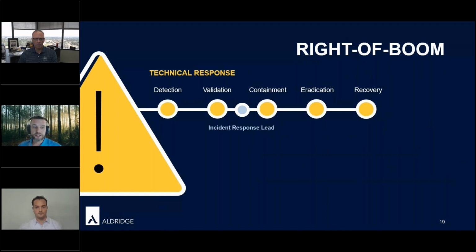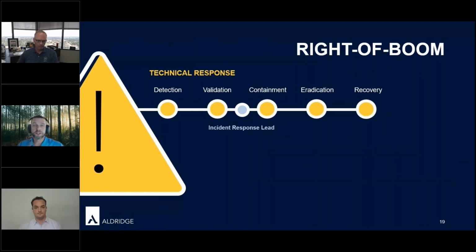And that's detection, validation, eradication, recovery. And I think I missed one, containment. And in between those, you'll see that there's a 6, which is the incident response lead, which is where we're jumping off to talk to them and notify them of what we found.